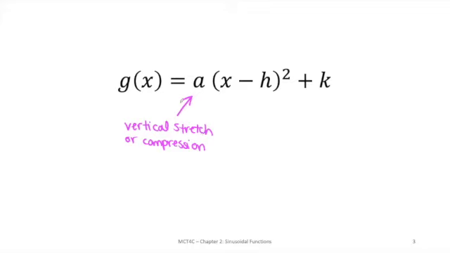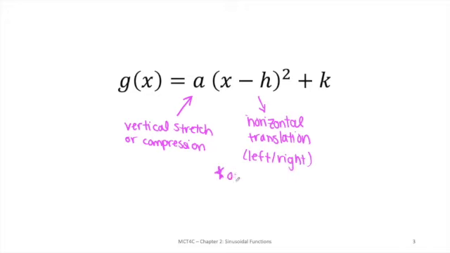Okay, this H is our horizontal translation. So we're moving our graph left and right with this one. And the key here is to remember it's always opposite of what you see. So if you see a negative sign, it's actually to the right. And if you see a positive sign, you're actually moving to the left.